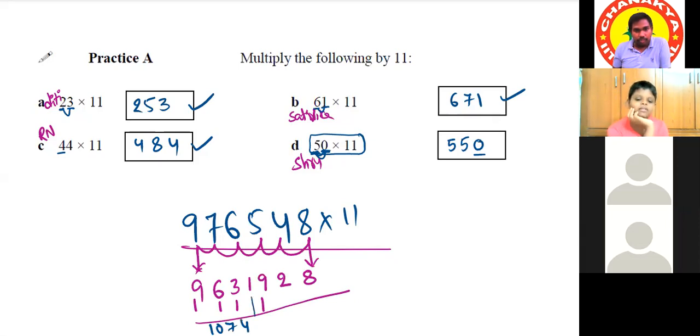Next, 1. Actually, it should be 1 as it is, but the next place has a carry. That's why it will be 2. Additions, don't forget additions. Then 9 plus 1 is 10, so 0. 2 as it is, then 8. 2 and 8. Okay, sir, understood, sir.